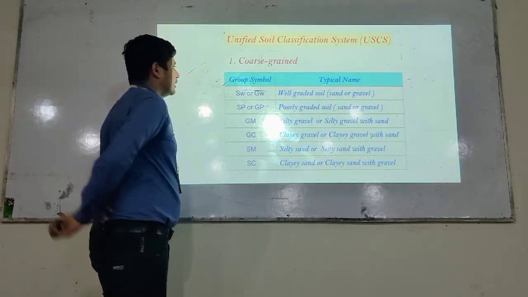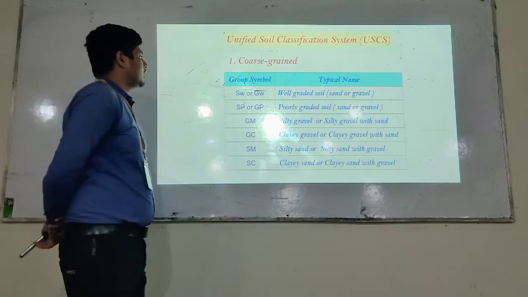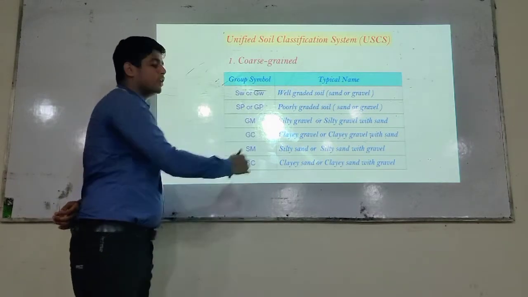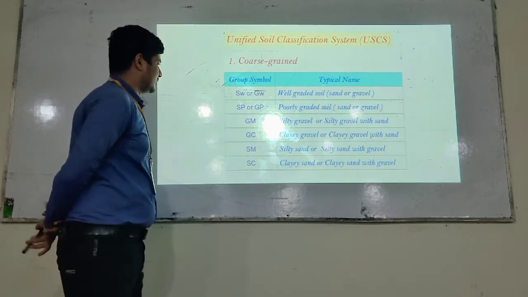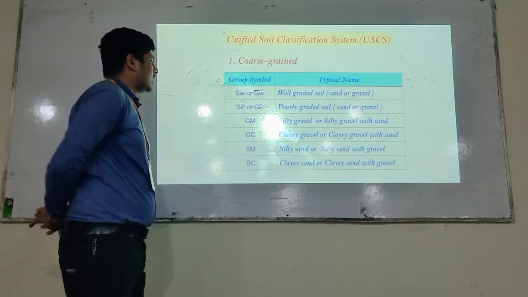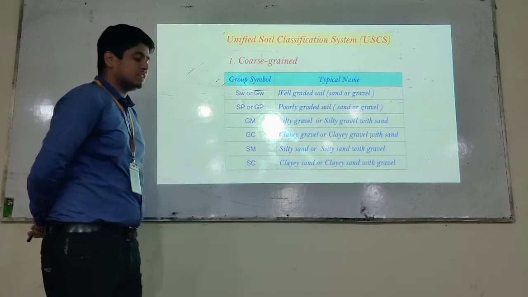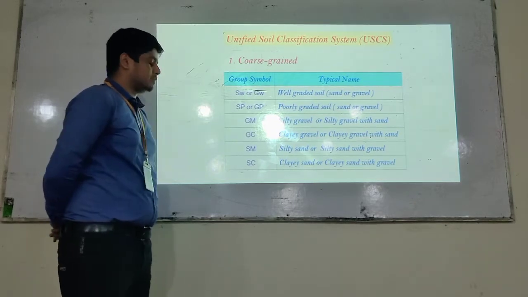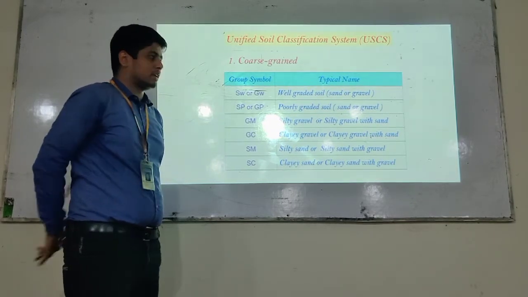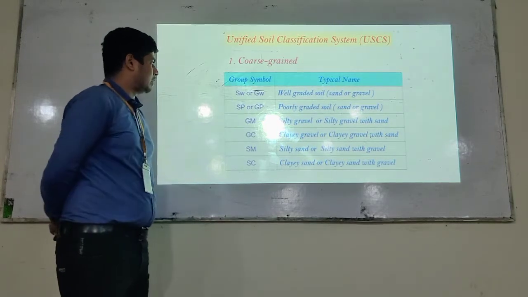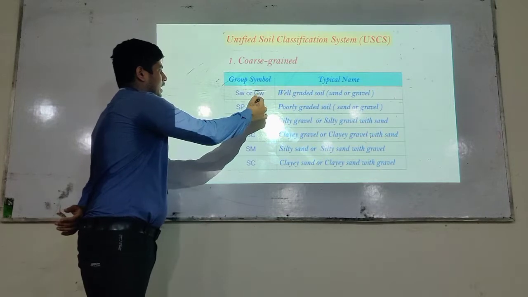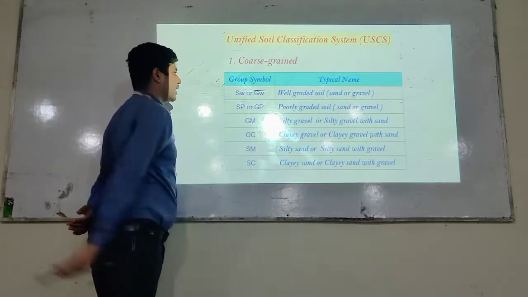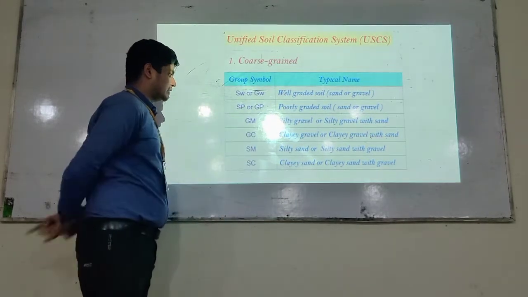Now I describe coarse grained soil. Here GW means well graded gravel. GP means poorly graded gravel. GM means silty gravel. GC means clayey gravel. SM means silty sand, and SC means clayey sand. Here our team member described G means gravel, W means well graded, etc.